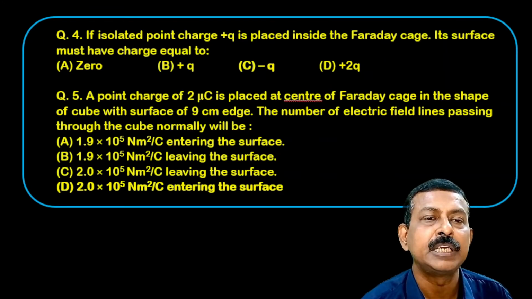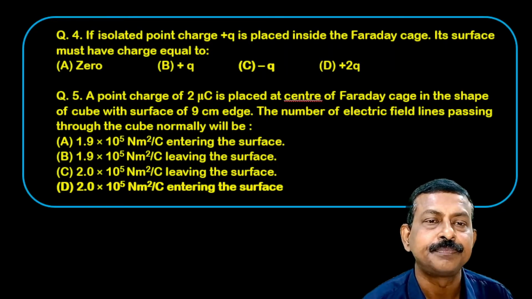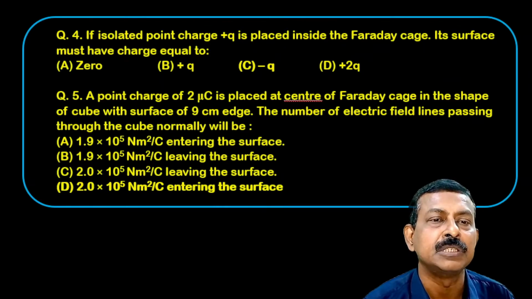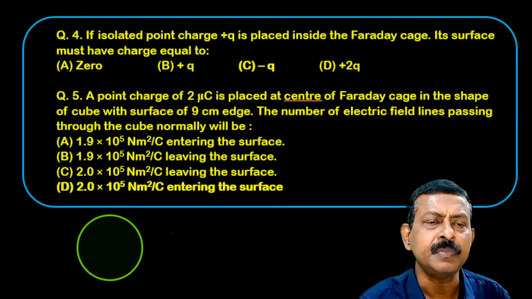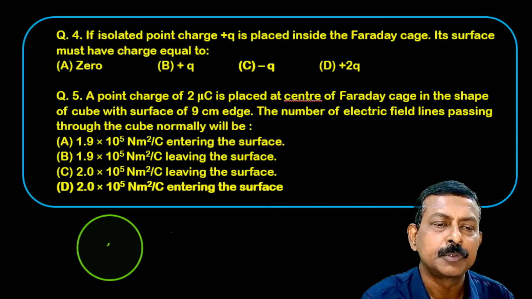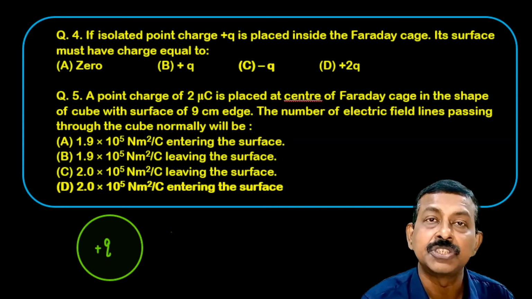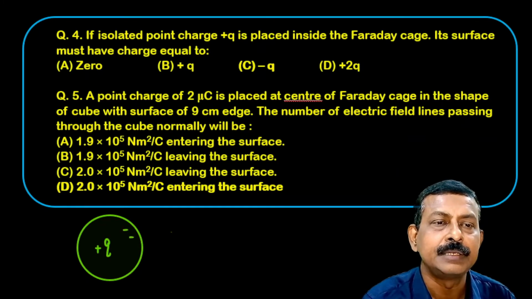Next question. If an isolated point charge Q is placed inside the Faraday cage, the surface must have charge equal to, and different options are given there. Now, let's take this as the enclosure, and here you have a charge, say plus Q. As it is a conducting shell, obviously on the inner side you have the charge minus Q developed, whereas on the outer one it will be plus Q.